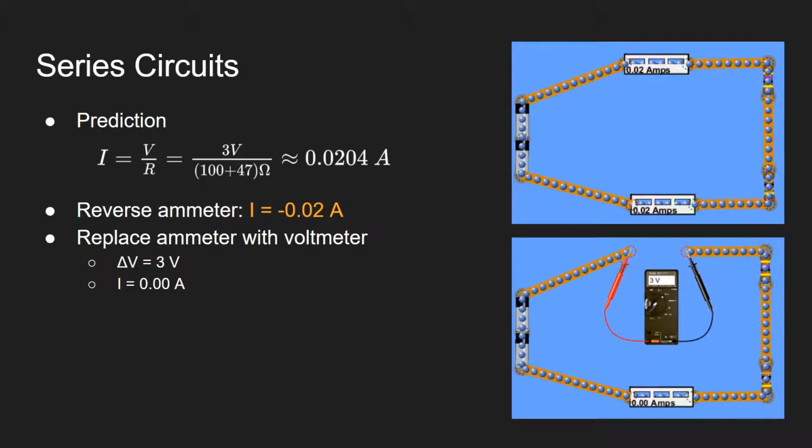In the series circuit, we can see on the right that the predicted current was equal to the measured current of 0.02 amps, and when I reverse the ammeter, I am supposed to get negative 0.02 amps. When one of the ammeters was replaced with a voltmeter, you should be able to see a potential difference of 3 volts, and the remaining ammeter should read 0 amps, because the circuit is not closed.